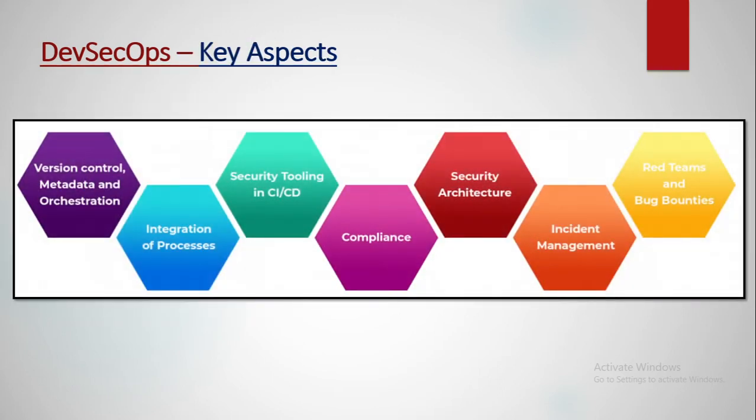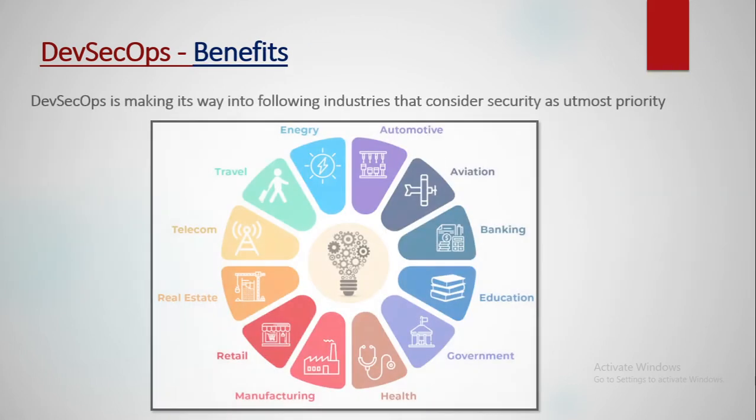Okay, here you can see a few key aspects of DevSecOps, like process integration, security architecture, compliance, security tooling in continuous integration and continuous development. Other than these things, version control, metadata and orchestration, and incident management can be taken as key aspects of DevSecOps. Okay. That's all about key aspects. Now we will move to the next slide.